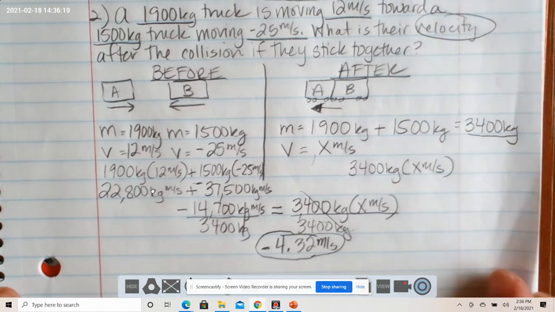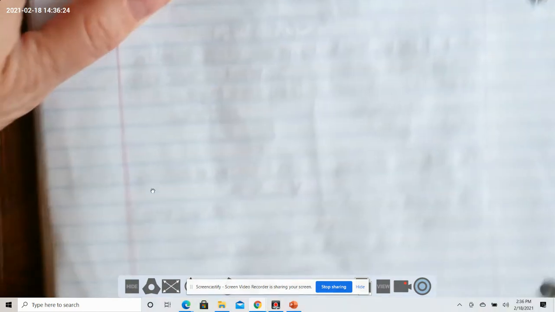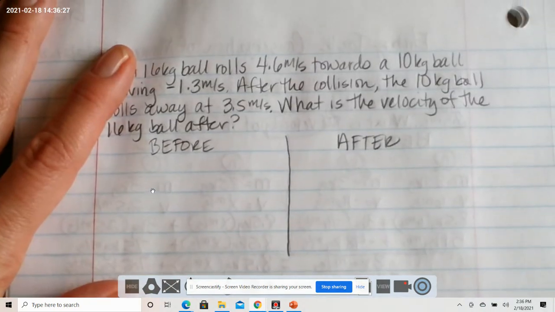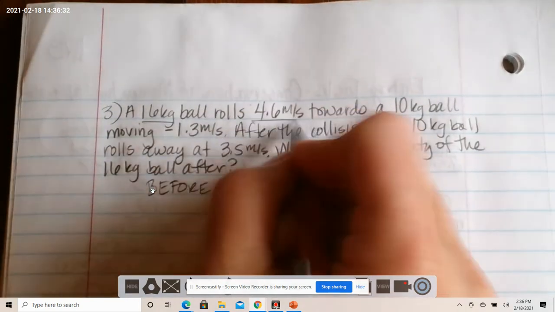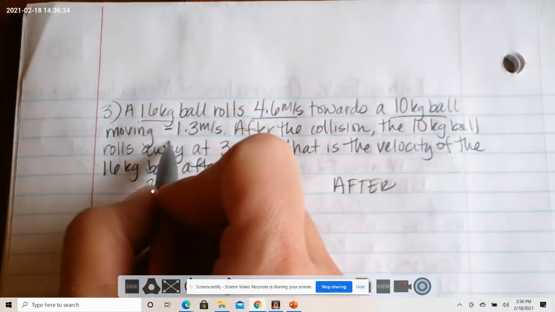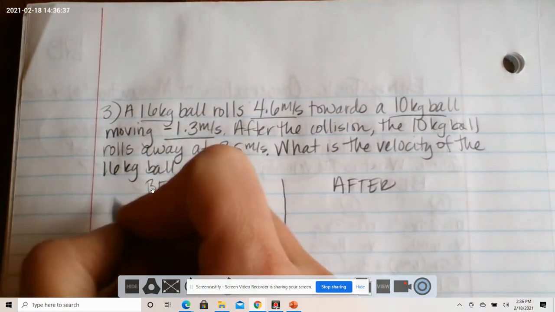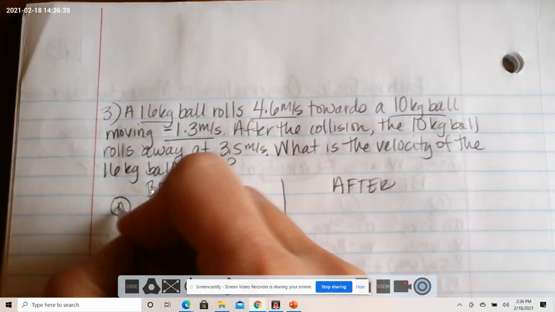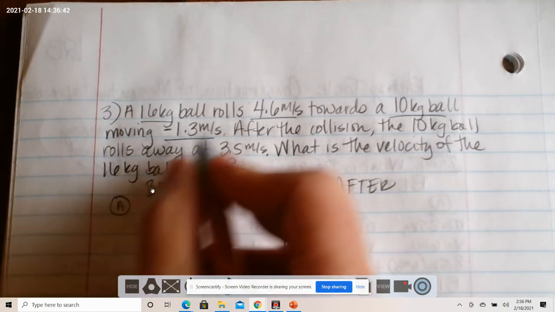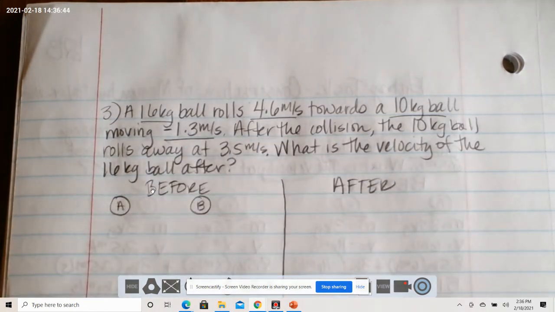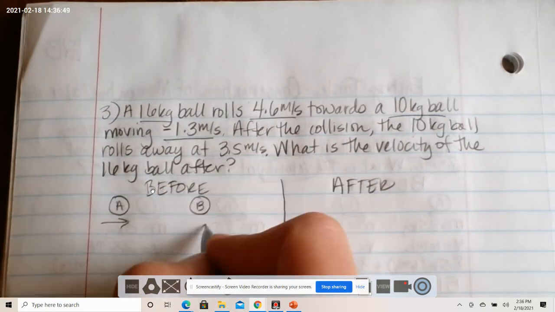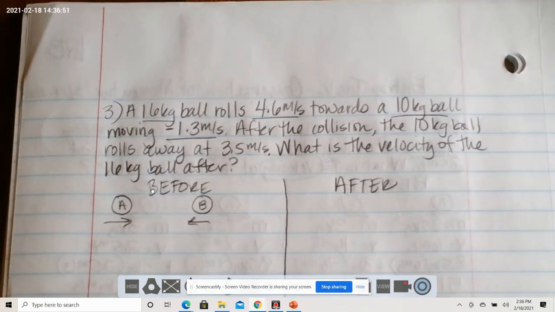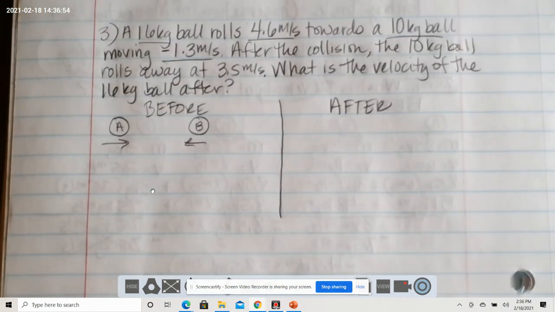Okay, let's try the last one. Adjust that camera again. There we go. So a 16 kilogram ball rolls 4.6 meters per second towards a 10 kilogram ball moving negative 1.3 meters per second. So A and B. And we know the first one has a positive velocity at 4.6 meters per second, so it's going to be going to the right. The other one has a negative velocity, so it's going to be going to the left. So starting out by just knowing your directions always helps.